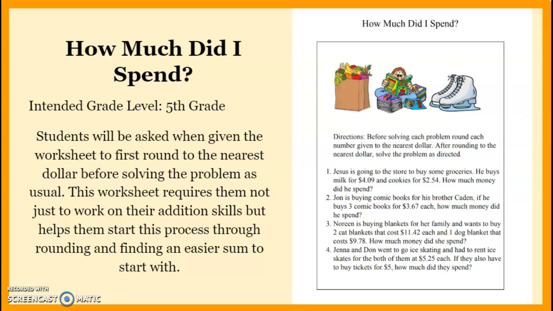So for this, I'll be giving them an assignment called How Much Did I Spend? Its intended grade level is 5th grade, and it is going to have a lot of numbers with small decimal places and small tens. And we're going to be starting by first asking that the students be given the worksheet and find the nearest dollar before solving the problem as usual. So this is going to be helping them with their rounding skills, and after they round to the nearest dollar, I'm going to be asking that they work with the problems as usual and find the answers after having rounded the numbers.